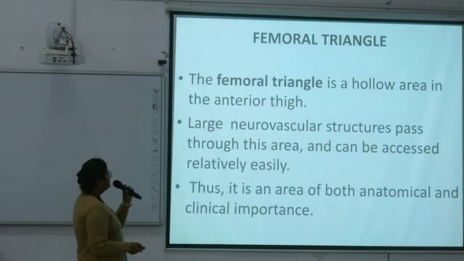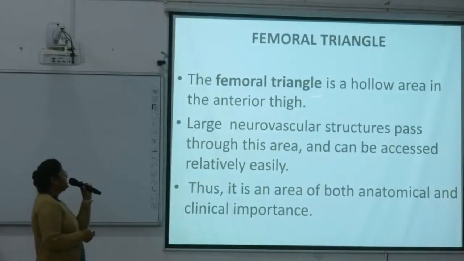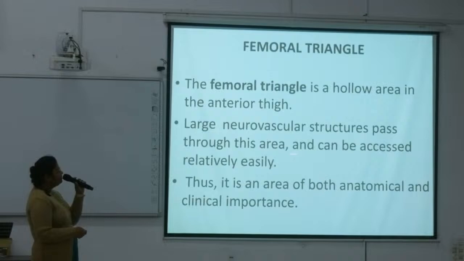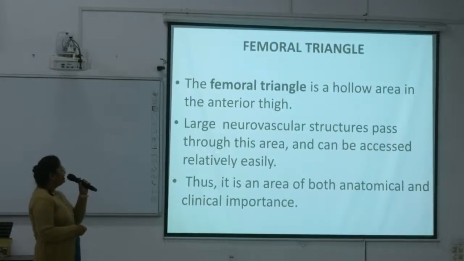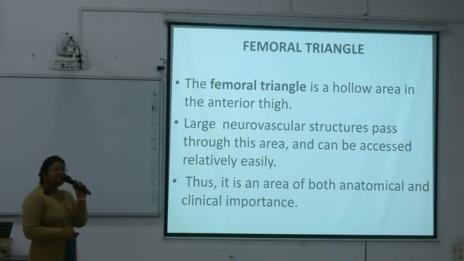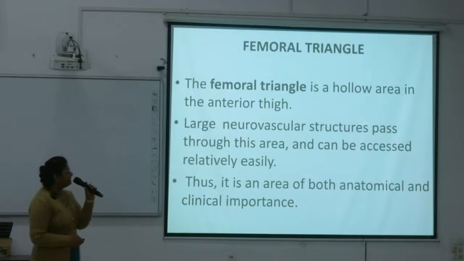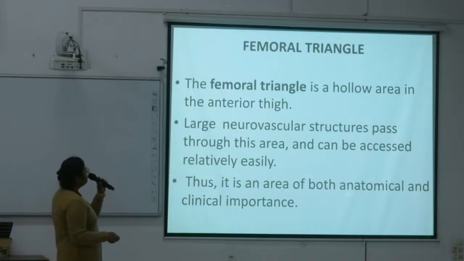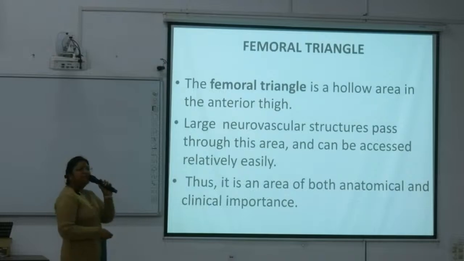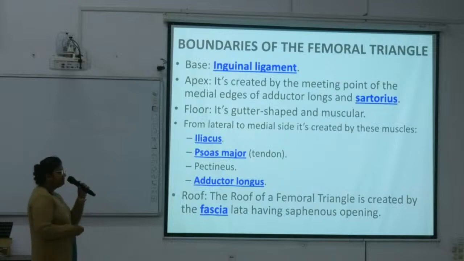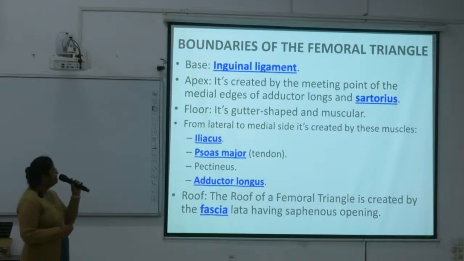The femoral triangle is a hollow area in the anterior thigh, and large neurovascular structures pass through this area and can be accessed relatively easily here. The femoral artery, femoral vein and femoral nerve are all important structures passing through this triangle, and thus it is an area of both anatomical and clinical importance.